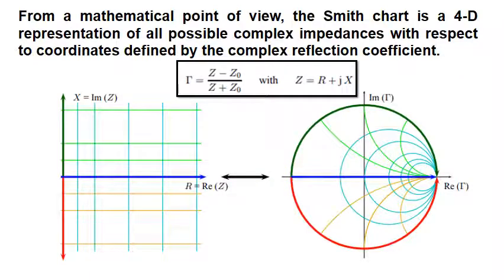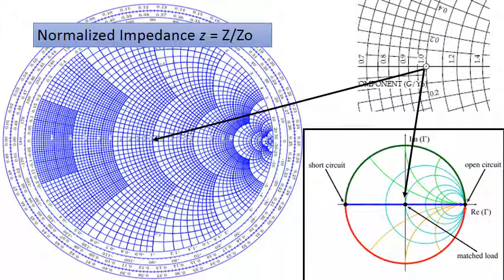So we have seen that the Smith chart is a 4D representation of all possible complex impedances with respect to the complex reflection coefficient. We have two complex quantities, impedance and reflection coefficient. That's why we call it a 4D representation.